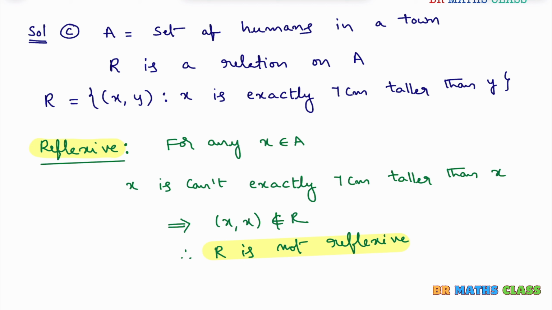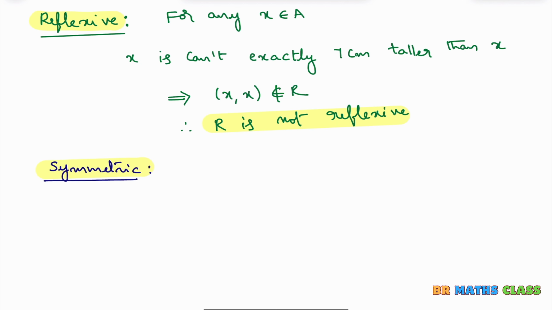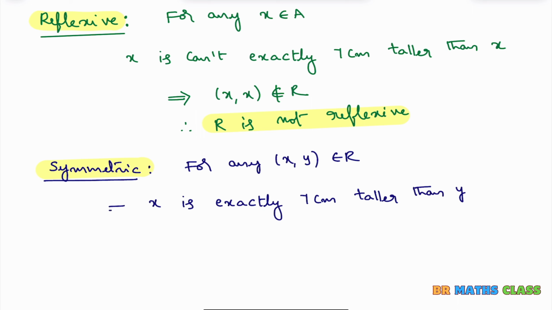Now I'll check the symmetric condition. What is the definition of symmetric? For any ordered pair (x, y) in the relation, if the ordered pair (y, x) is also present in the relation, then we say that the relation is symmetric. I take one ordered pair (x, y) in the relation. If (x, y) belongs to R, what does it mean? It indicates that x is exactly 7 centimeters taller than y.